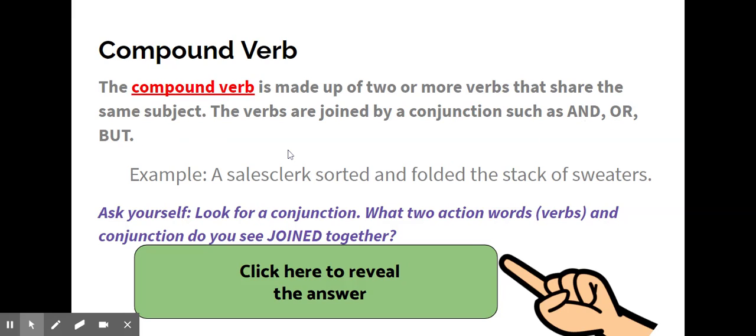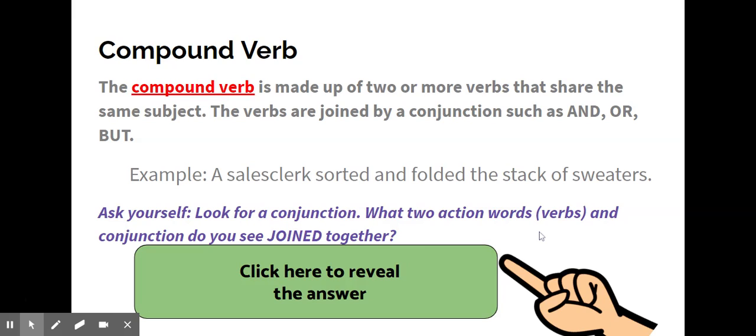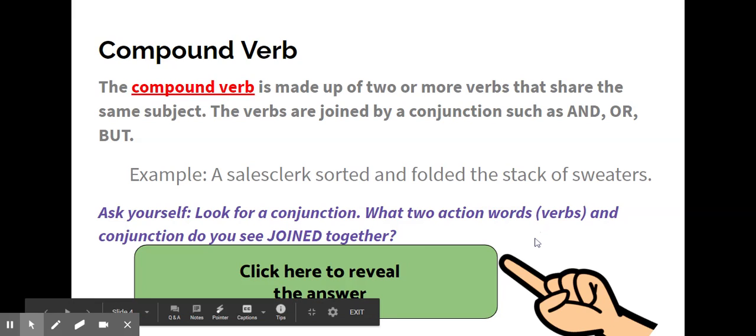So let's try again. This time we're looking for an action word or two. Example: a sales clerk sorted and folded the stack of sweaters. Ask yourself, look for a conjunction. What two action words, verbs, and conjunction do you see that are joined together? Pause your video, look at the sentence again.